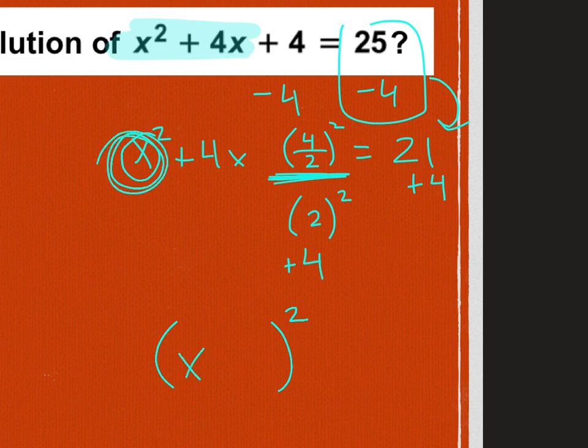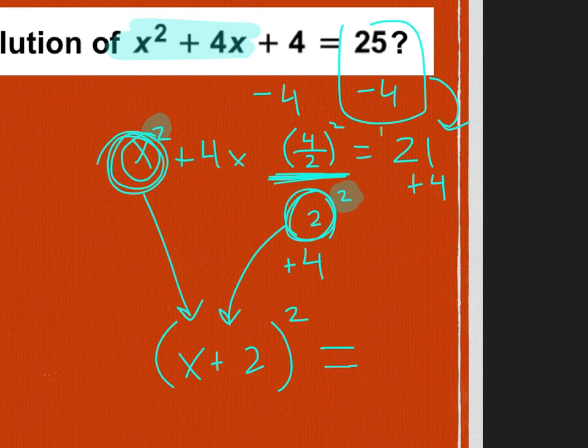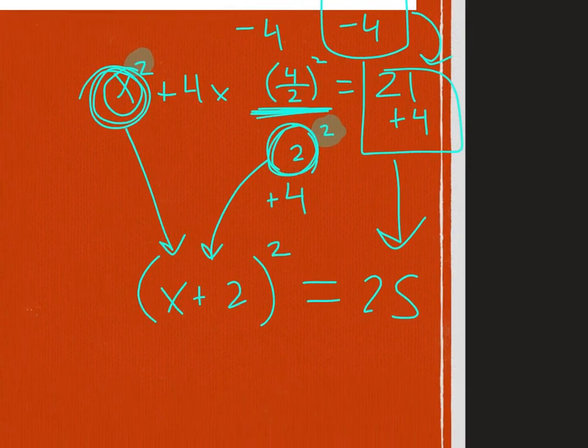X plus 2 squared. So you've got to remember the x and then plus 2. The two things that are squared here go into our parentheses squared. And then this is going to be equal to, what's 25 plus 4? I mean 21 plus 4, I'm sorry, 25. So we have x plus 2 squared is equal to 25.